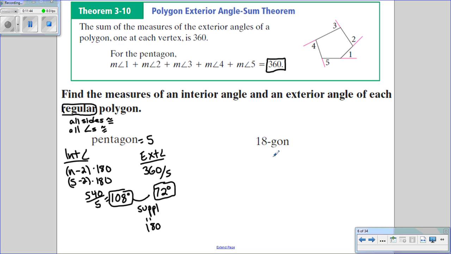Okay, let's try another one here. An 18-gon obviously has 18 sides. So let's do the interior angle first. That's going to be 18 minus 2 times 180 to get the sum of those angles. If we do that, we get 2,880 degrees. And I'm going to divide that by 18 because there's 18 equal angles. Each interior angle of a regular 18-gon is going to be 160 degrees.